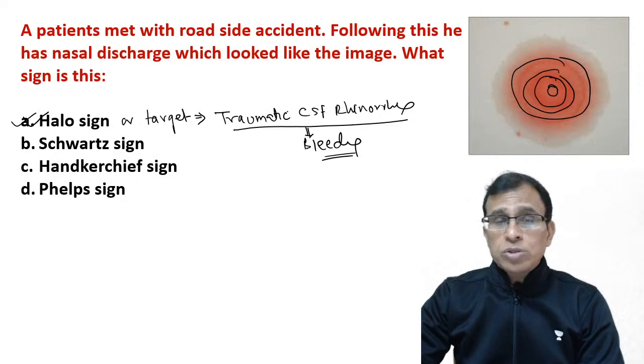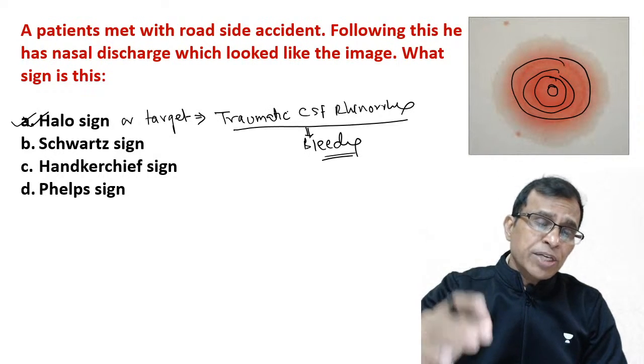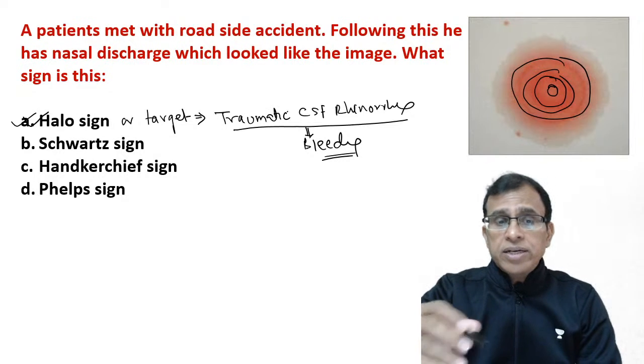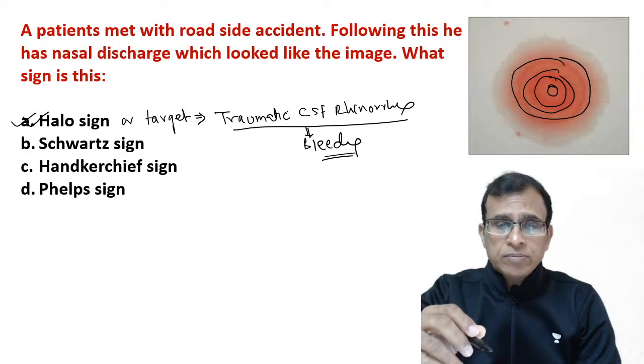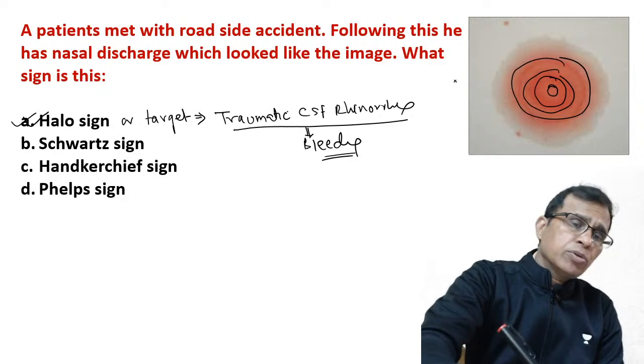So there is no halo sign. This is only for patients who have bleeding. So this red thing that you see in the center is blood. And this is a blotting paper. I'm sure you know, this is a blotting paper.